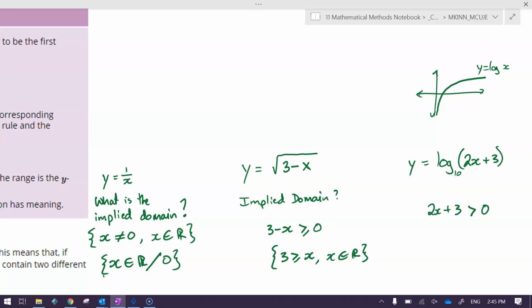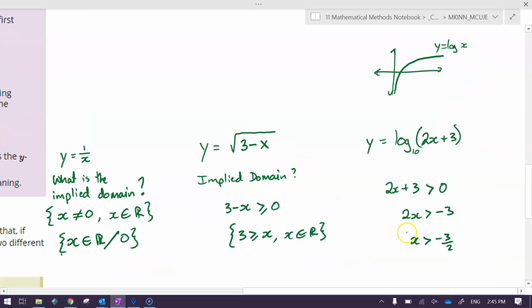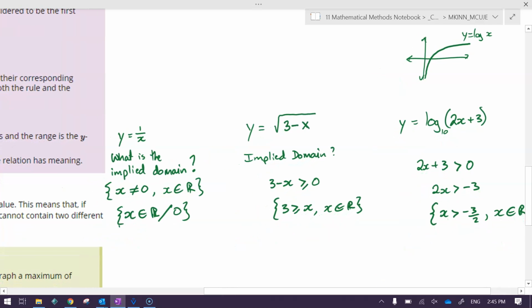Because I don't really care what it means for 2x plus 3. Let's rearrange it until we get x. 2x is greater than negative 3. Then I'm going to divide by 2. That is going to be my domain. X is greater than negative 3 on 2. X can be any real number, as long as the first condition is met.